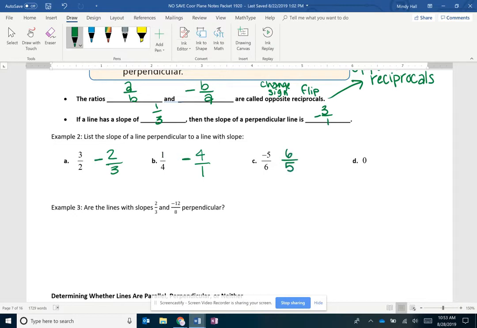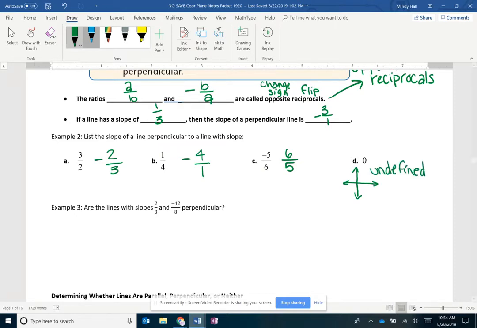And then if I have a slope of 0, that's a horizontal line. So the only way to have a perpendicular line to a line that has a slope of 0 is to have a vertical line. And a vertical line always has an undefined slope.